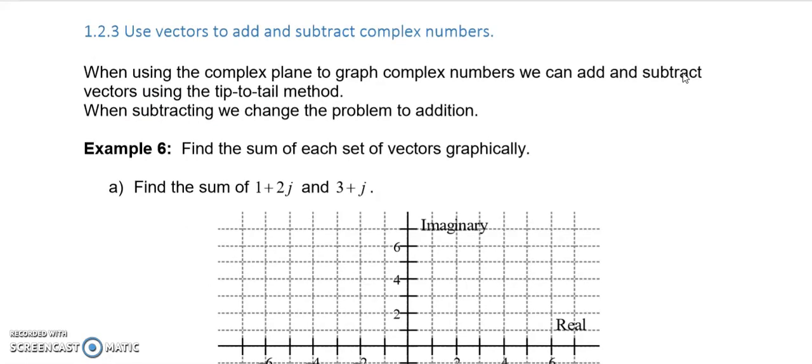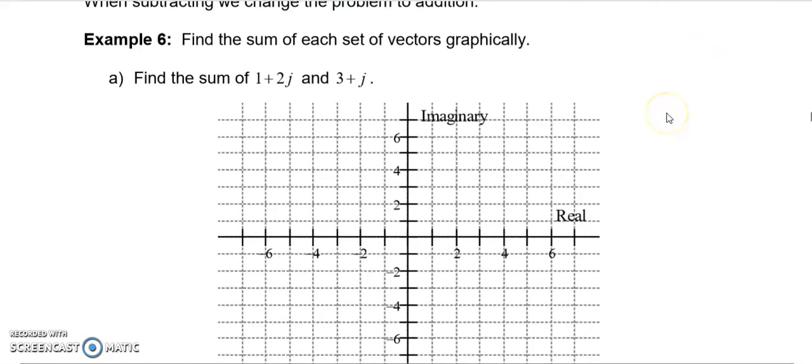If you know how to graph one complex number, you can actually use that technique to graph the sum of 2 complex numbers, or even their difference. So here's example number 6. This technique is called the tip-to-tail method. All right, and I'll explain exactly what that means when we do some examples right here. So part A says find the sum of 1 plus 2j plus, sum of course means add, 3 plus j.